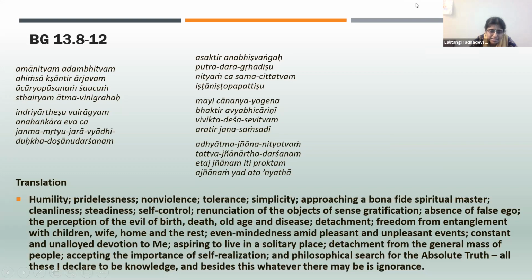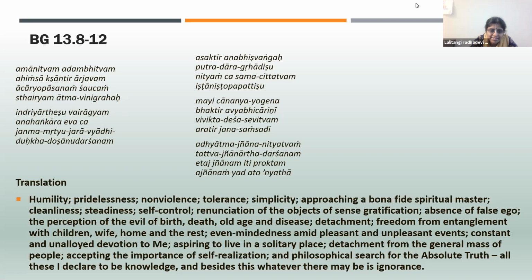cleanliness, steadiness, self-control, renunciation of the objects of sense gratification, absence of false ego, the perception of the evil of birth, death, old age, and disease, detachment, freedom from entanglement with children, wife, home, and the rest, even-mindedness amid pleasant and unpleasant events, constant and unalloyed devotion to me, aspiring to live in a solitary place, detachment from the general mass of people, accepting the importance of self-realization, and philosophical search for the absolute truth.